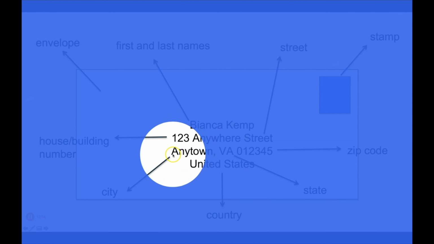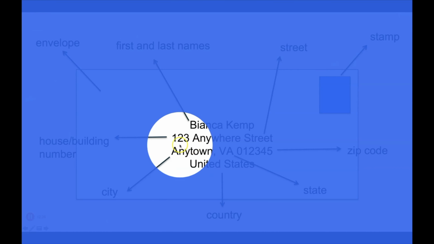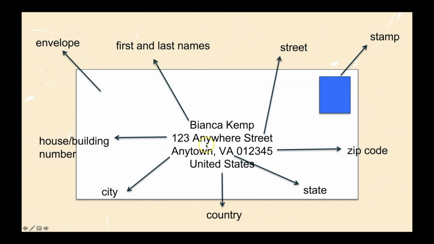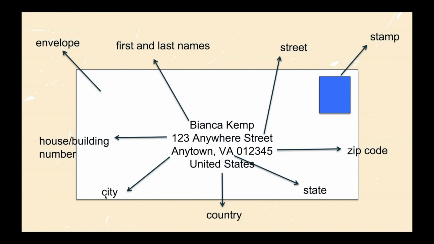Then we come to line 3. Okay, and this is an address for a house or building in the United States. But the way we write it is very similar to how an address is written all over the world. Okay, so down here, where it says any town, any town is the name of the city.